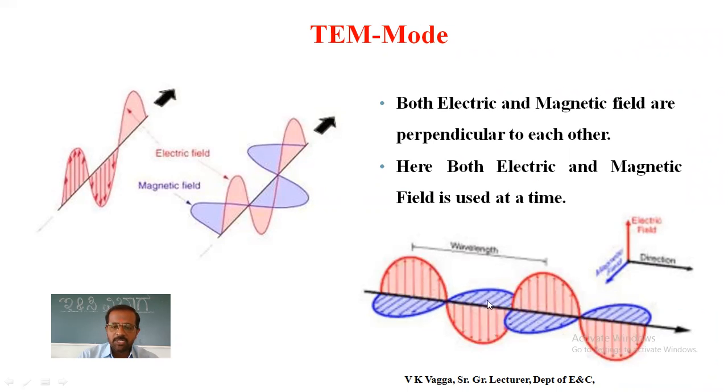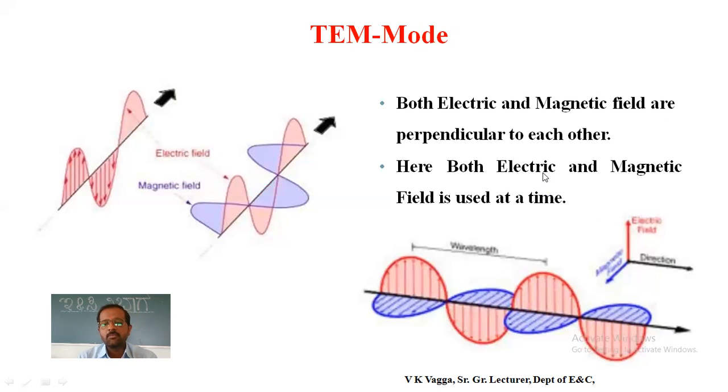And if the signal propagation takes place in this order, you can also see it in another way, with the blue color as the magnetic field and the red color as the electric field. If they are perpendicular to each other, it is called the TEM mode, the transverse electric magnetic mode. Both the electric and the magnetic fields are perpendicular to each other. It is not along the direction of the propagation. It is perpendicular to the direction of the propagation. That itself is called the TEM mode.